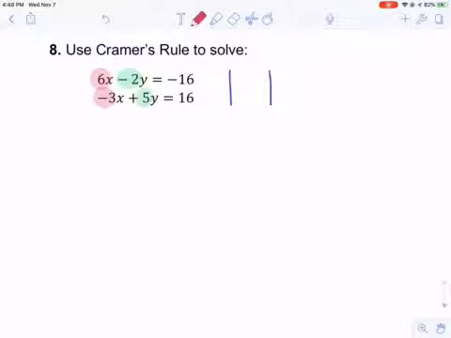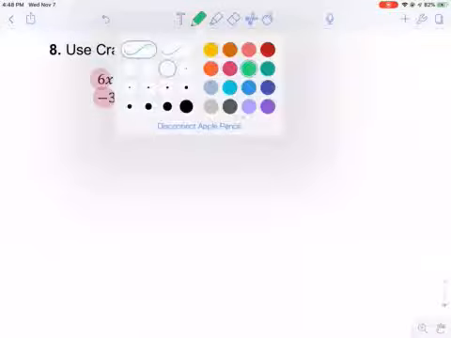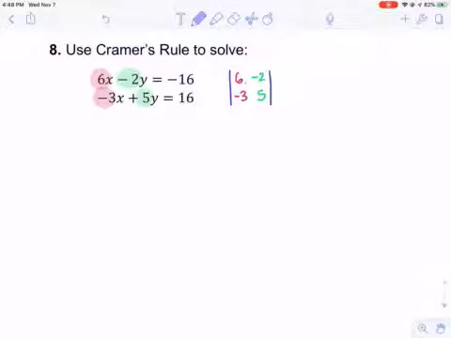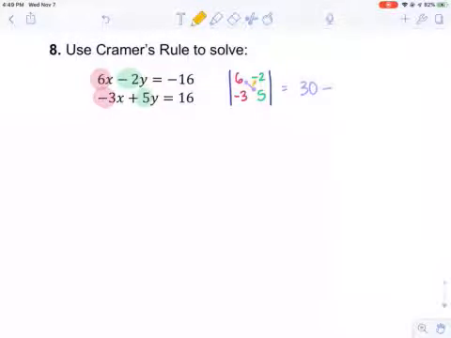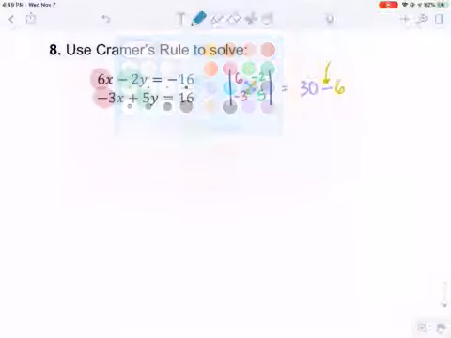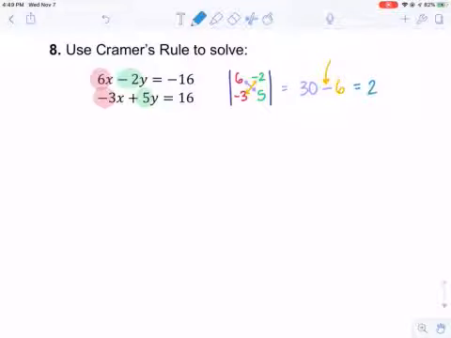So we've got 6 and -3 as our coefficients on our x terms, and then -2 and 5. And we just preserve their layout as they appear in our system. And we'll go ahead and take the determinant now. So we will multiply 6 times 5, which is 30, minus our other product, which is -2 times -3, which is a +6. But we remember that in our determinant, we always take the difference of the two products. And so our determinant here is 30 minus 6, which is 24.